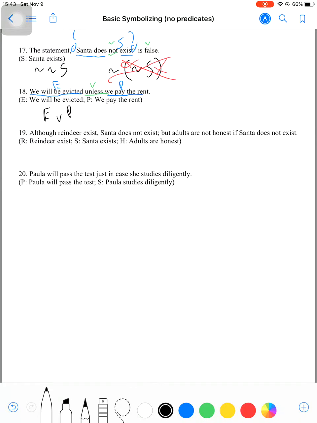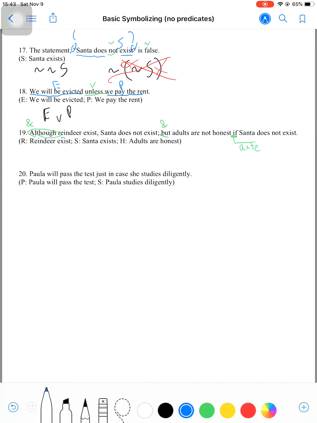And then this one's going to be a little bit stranger. So looking at this, it says, although reindeer exist, Santa does not exist. Although is actually going to be an and statement. Why? Because this also could read as both reindeer exist and Santa does not exist. Then we also see a but. Remember, buts are also and statements. And then we have an if. So if means that everything after the if is going to be in the antecedent. And we're going to have the consequent a little bit before.